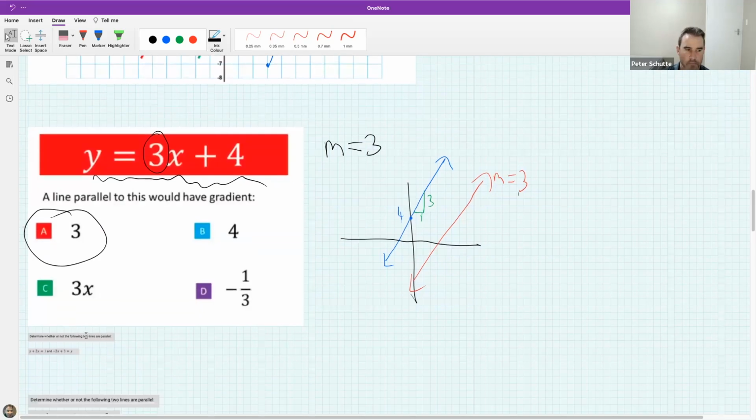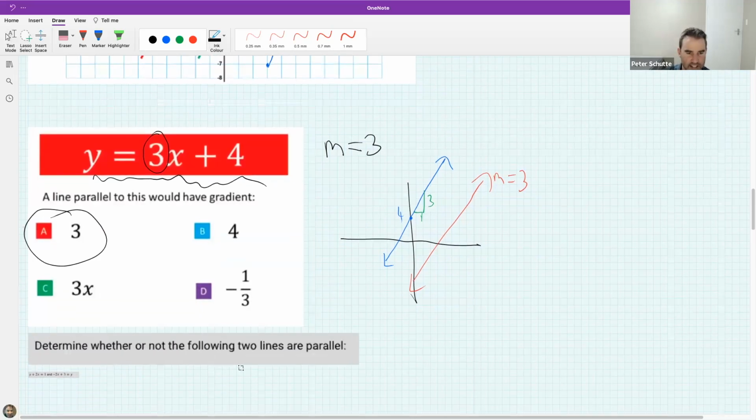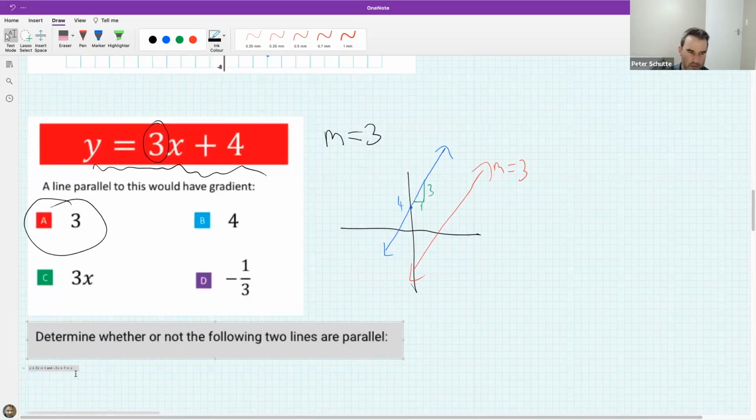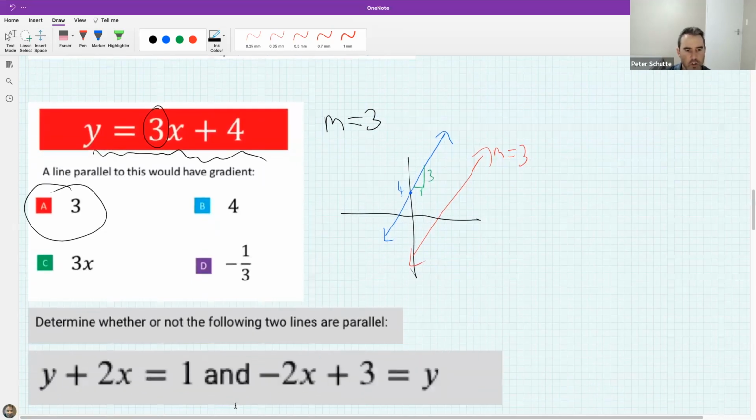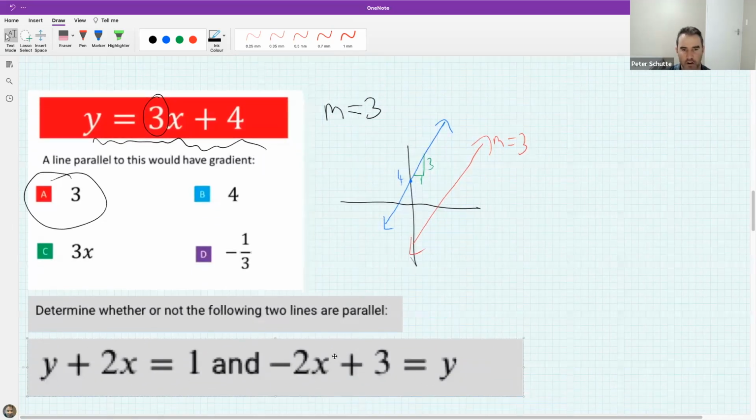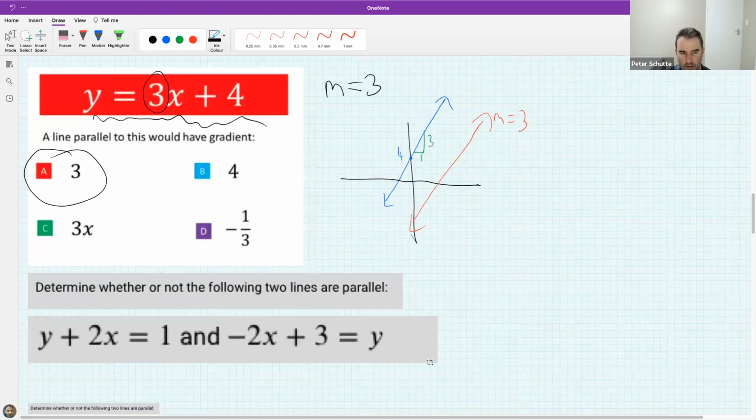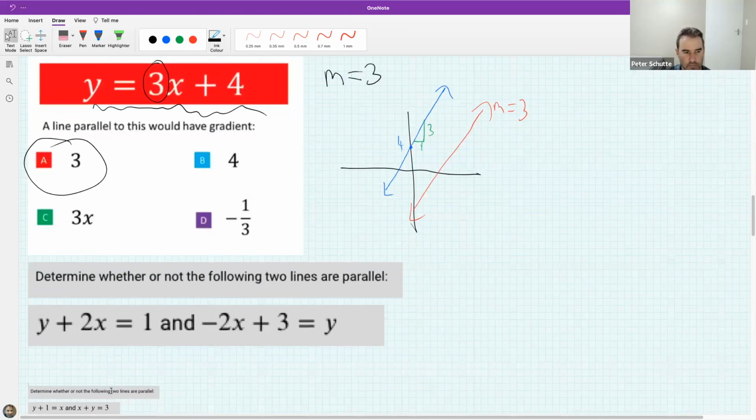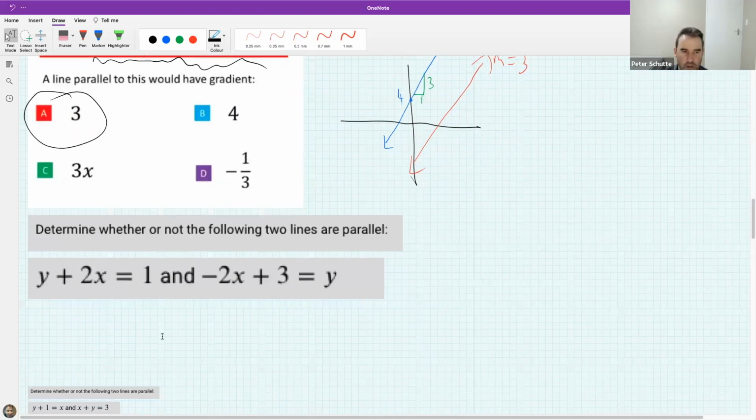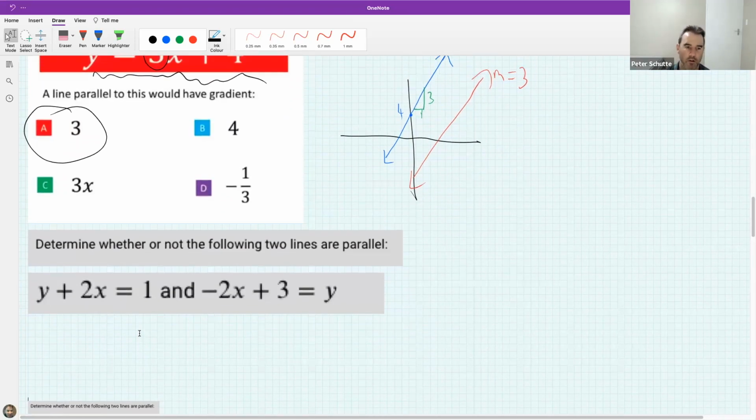Okay, so that is the first type of question. Let's try a slightly harder type of question. Well, not hard, but harder. Determine whether or not the following 2 lines are parallel. I want to give you some time to think about this, and then I want you to tell me, are they parallel or are they not parallel? In fact, let me even have a vote first. I want you to guess. Do you think they're parallel or not? Put it in the chat.